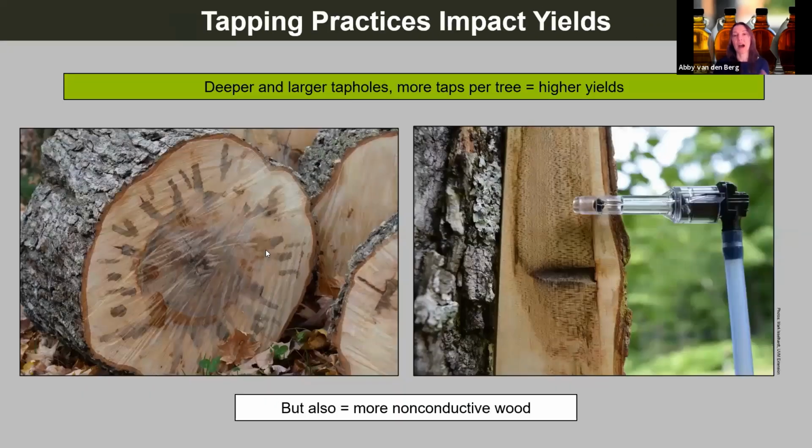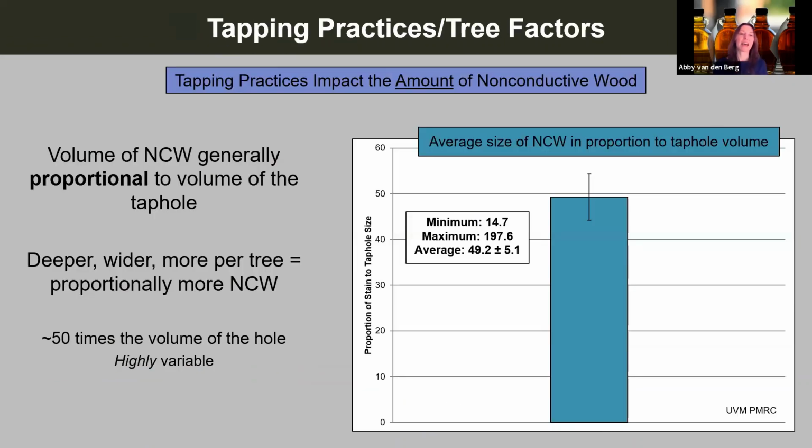Okay, so obviously we know that deeper and larger tap holes and more taps per tree are generally going to result in higher yield. But the balance of that is that we also know that this is going to generate more non-conductive wood. And so the first question is, how much more non-conductive wood? And I don't have a great answer for that.